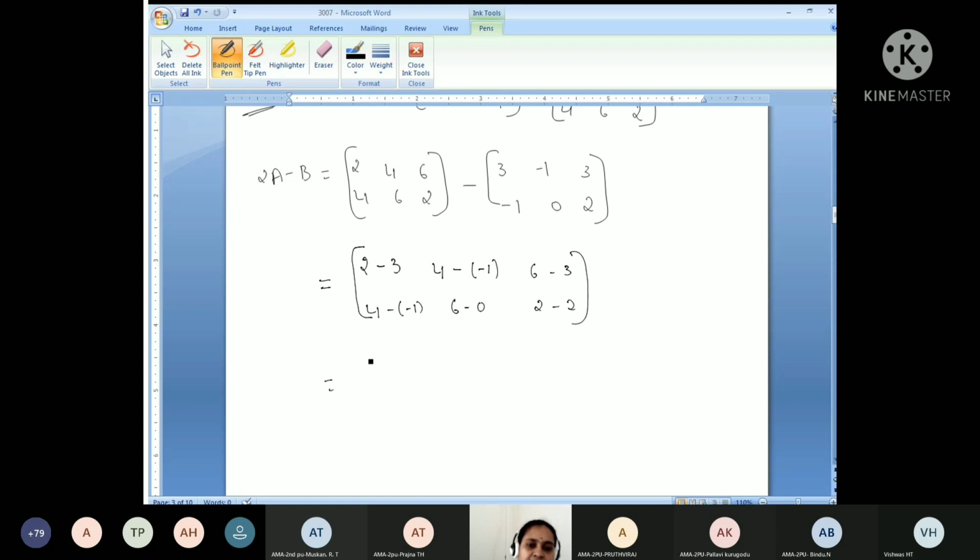The answer for this: 2 minus 3 is minus 1. Here, minus into minus is plus, so 4 plus 1 is 5. 6 minus 3 is 3. Again here also it is 5. 6 minus 0 is 6. 2 minus 2 is 0. This is your 2a minus b: the matrix minus 1, 5, 3, 5, 6, 0. Have you understood this? Till now, if you have any doubts, just drop a message.